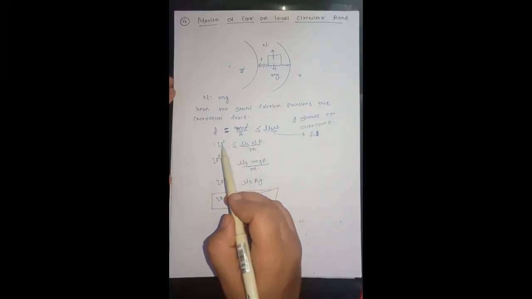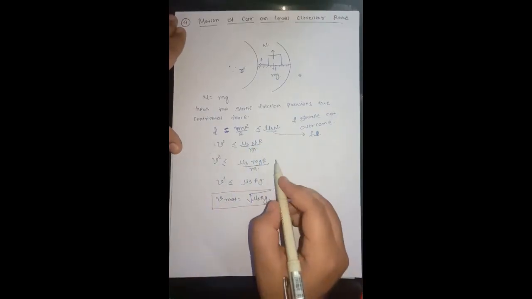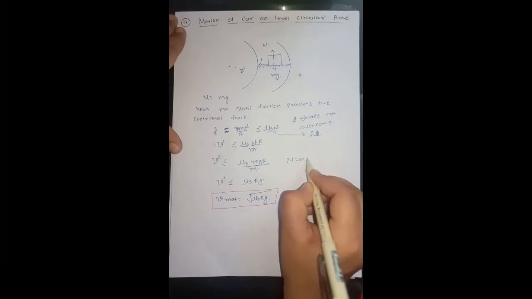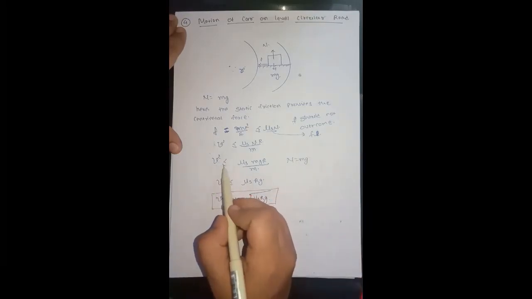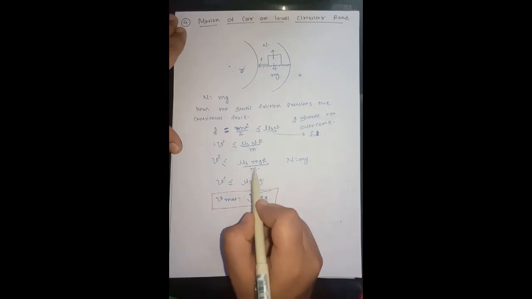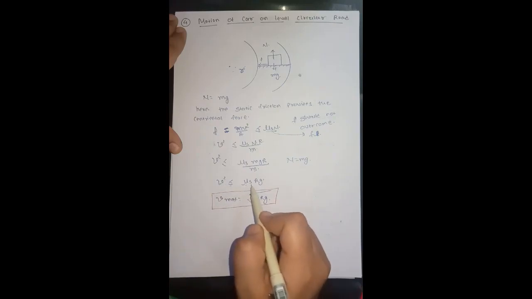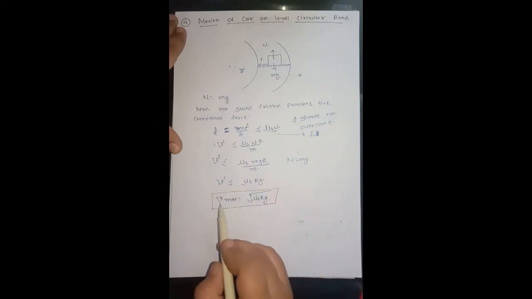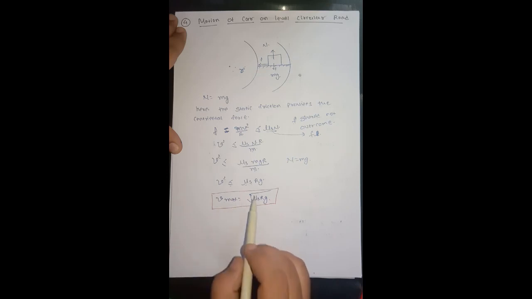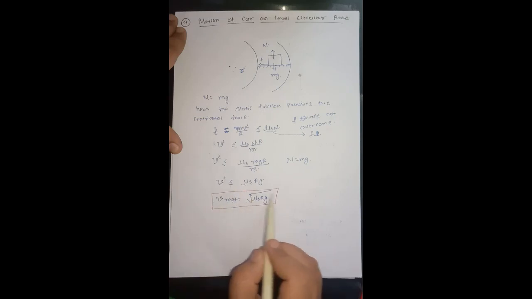So v square should be equal to mu s n r upon m. But n is equals to mg. So v square is less than or equal to mu s mg r upon m. This m will get cancelled out. So v square will be less than or equal to mu s rg. So the maximum velocity, for the maximum value we will write the equal sign here. So v max will be equal to under root mu s rg.